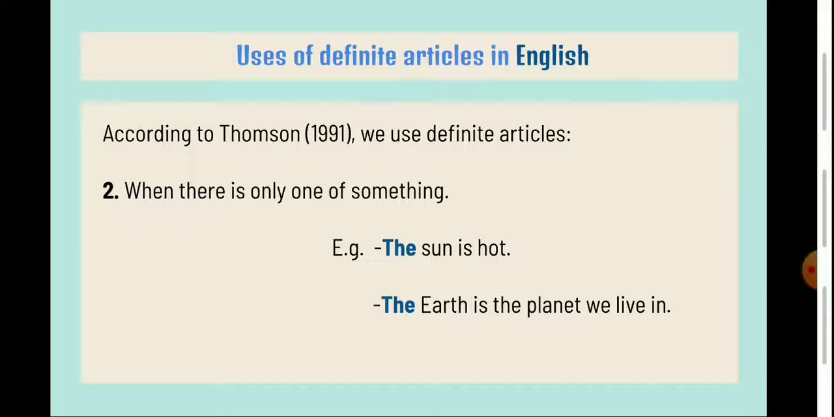We also use definite articles when there is only one of something. For example, the sun is hot. The Earth is the planet we live in.